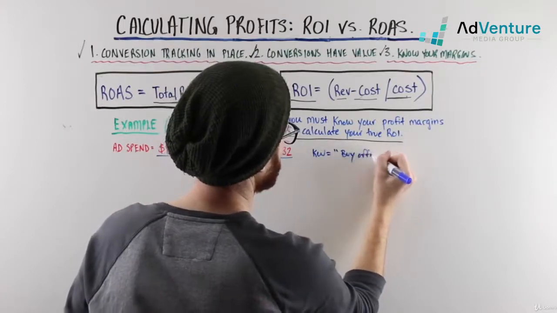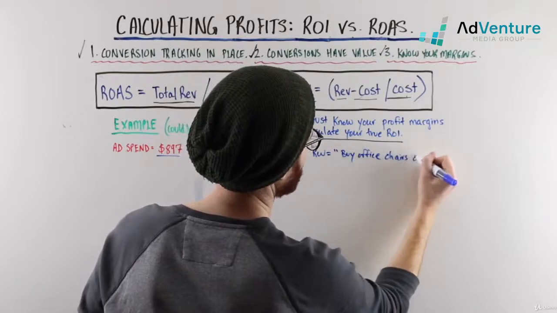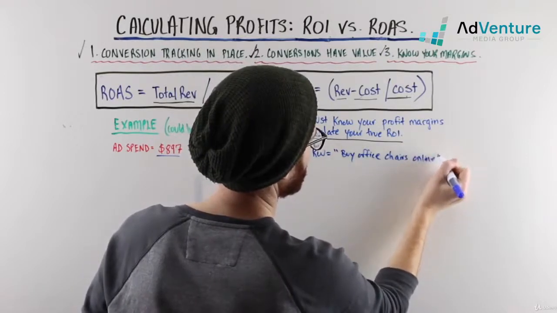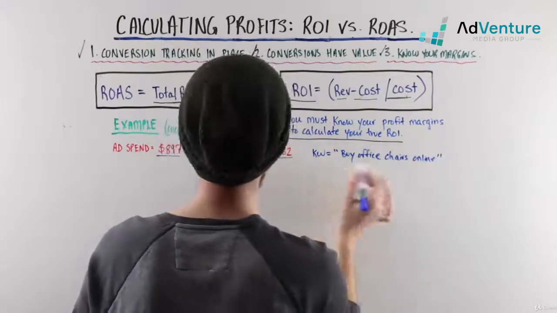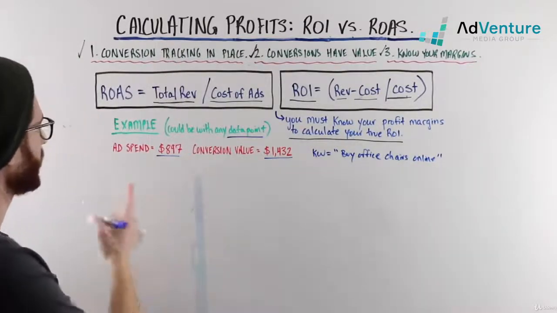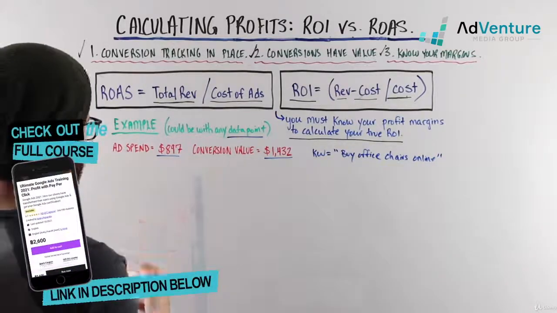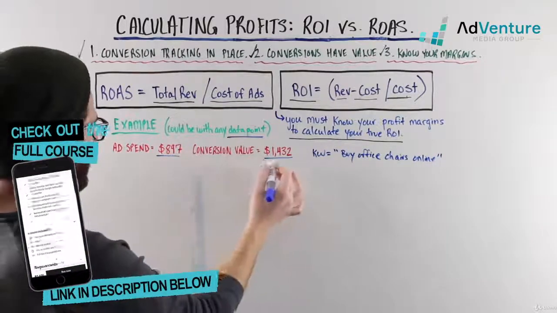buy office chairs online. Okay, so that's our keyword that we are analyzing. So our ad spend is once again $897, conversion value is $1432. So let's plug in our calculations for return on ad spend. So total revenue would be our conversion value.